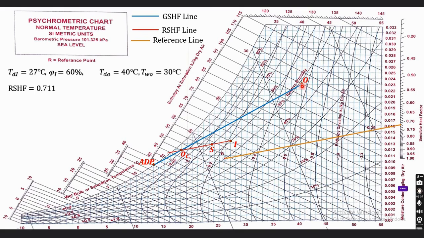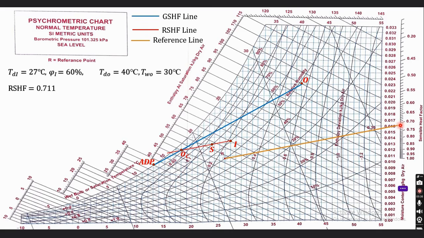This is the outside condition. So O is the outside condition and I is the inside condition. Now next we have to draw the room sensible heat factor line, and as we have the room sensible heat factor value, it is near about 0.711. So on the sensible heat factor line we can mark the point, the value of that is 0.711. So this is, let us say, point 1.